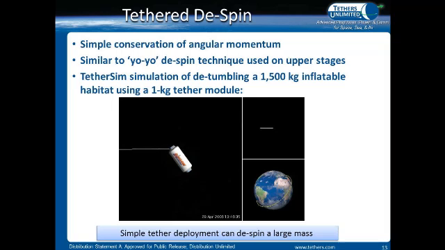This is NASA, right? Let's do the hard things. Here's a little bit more on some tether stuff.